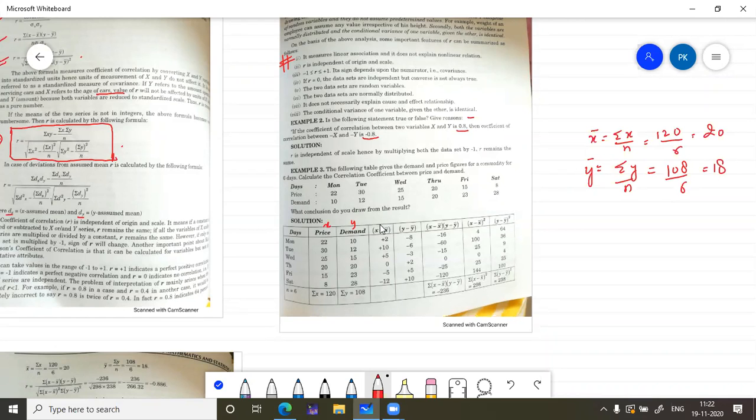Now next step, find out its deviations. Then the product of x minus x bar and y minus y bar. Whatever we require for the formula. Formula is summation of (x minus x bar)(y minus y bar) divided by the square root of summation of (x minus x bar) square and summation of (y minus y bar) square.